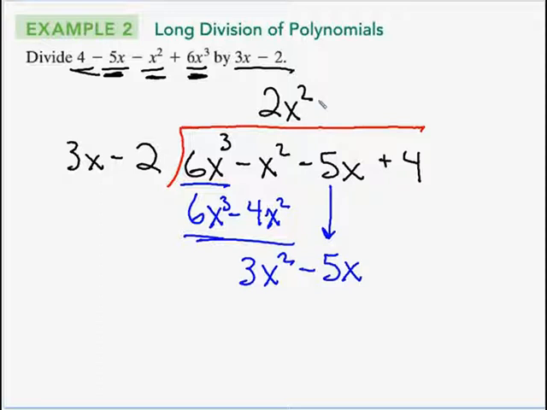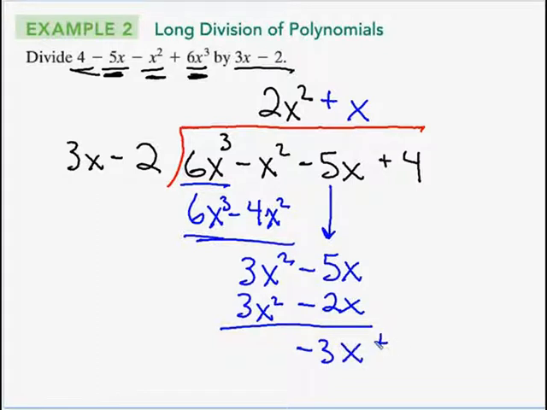Okay, again, we need something up here times 3x equals 3x squared. Well, 1 times 3 is 3. And then x times x is x squared. So here we go. Multiply this x times this binomial. X times 3x is 3x squared. X times minus 2 is minus 2x. Again, here we are subtracting. So we are going to do 3x squared minus 3x squared, which is nothing. Negative 5x minus a negative 2x, that would turn this into a plus. And then we can just add, that'll be minus 3x. And then we bring down our next term, the plus 4.